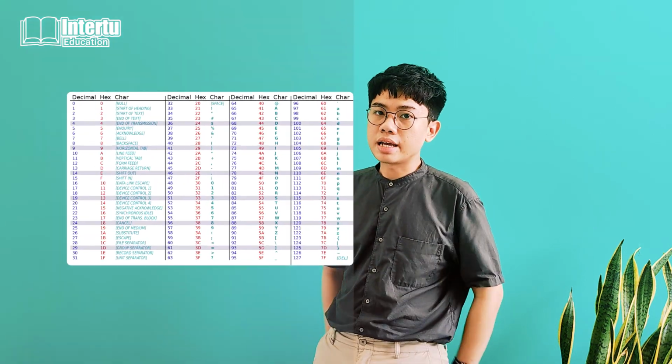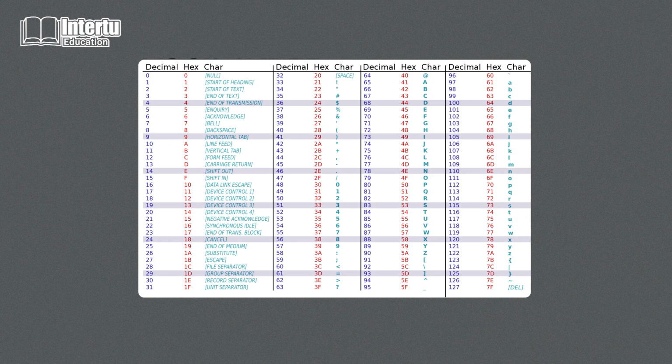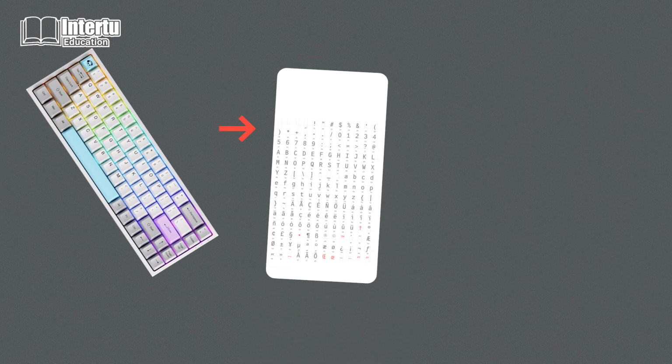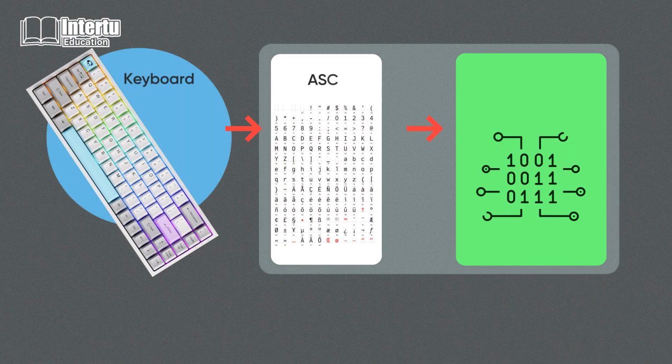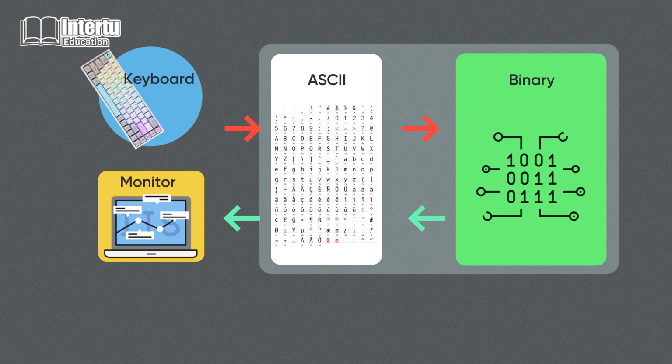To continue the lesson, we also have the American Standard Code for Information Interchange, or ASCII. Here is an example of that table. It is a character encoding standard that assigns unique numbers to each letter, digit, and symbol on a keyboard. This allows the computer to store and display text in a standard way.